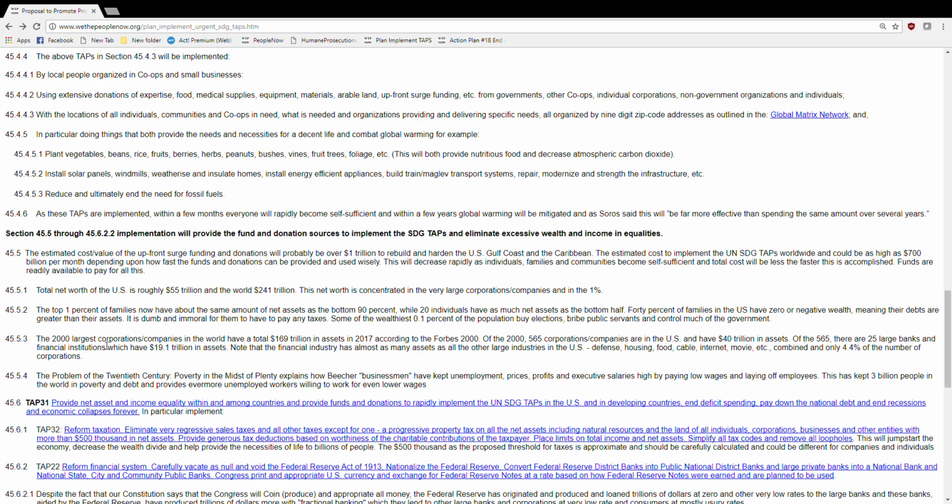Forbes produces a list of the 2,000 largest corporations in the world, and those 2,000 companies have 169 trillion in assets. They got this primarily by not paying people enough to buy the goods they produce. Of the 2,000 in the world, 565 are in the U.S., and they have $40 trillion in assets. Of the 565 in the U.S., there are 25 large banks and finance institutions which have 19 trillion in assets. Where in the world did they get that money?